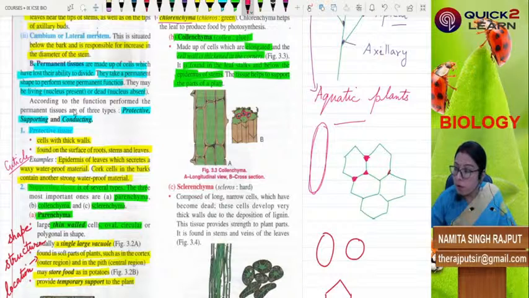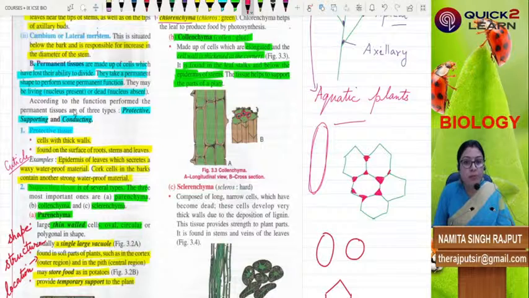If you are given diagrams and asked to differentiate or identify the tissues, your diagrams can be given and you will be asked to identify the tissue drawn there. So you just look out for these things. If the cell wall is simple and thin, then it is parenchyma. If the cell is thickened at the corners, you find these thickenings, then it is Collenchyma.